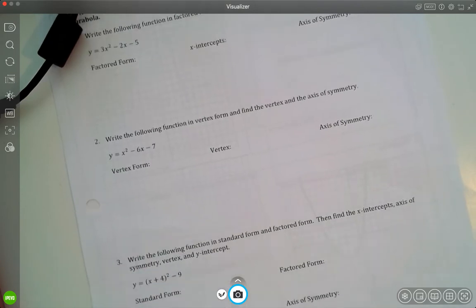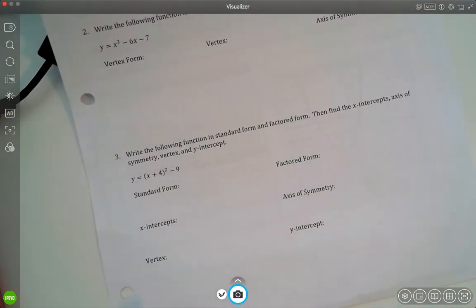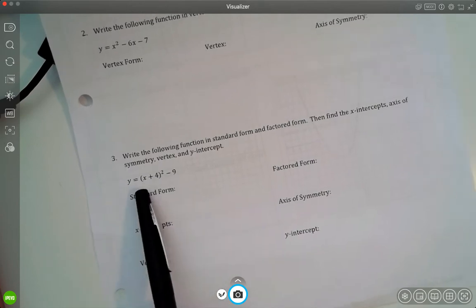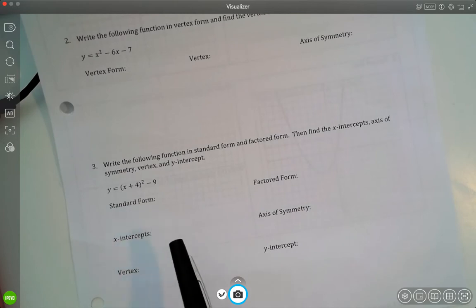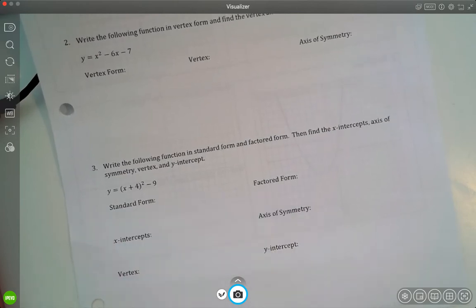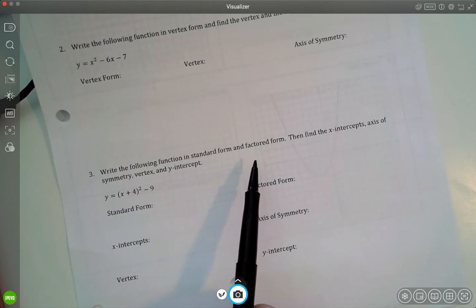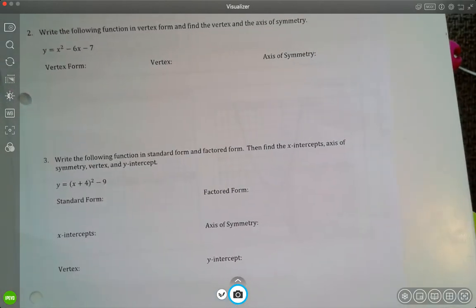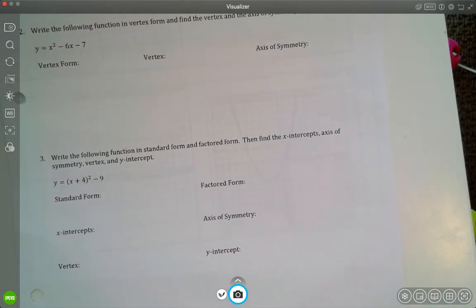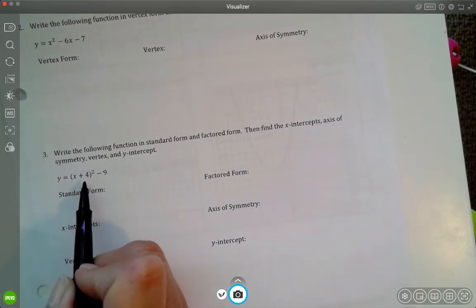But I do want to do this third one on the warm-up because we really haven't gone from vertex form to standard form, factored form yet. So I wanted to make sure that you knew how to do that. It says write the following function in standard form and factored form, then find the x-intercepts, axis of symmetry, vertex, and y-intercept.